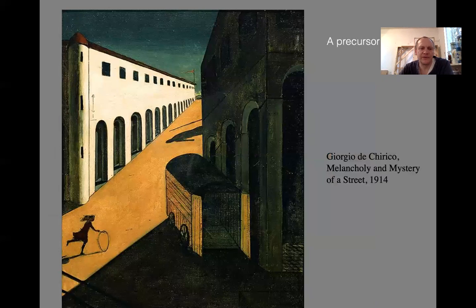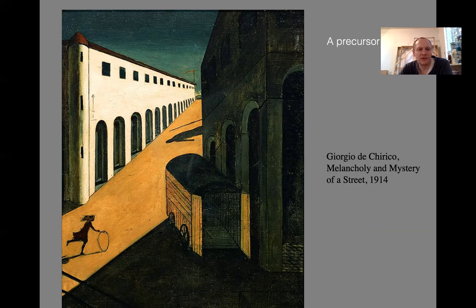This guy's work I really love, De Chirico, Melancholy and Mystery of a Street, 1914. And what I like about this is, first of all, how the space is set up. If you look at the wagon in the foreground, its perspective lines are going way off to the left, while the perspective lines of the building are going way off to the right. The building in the foreground, way off to the left.